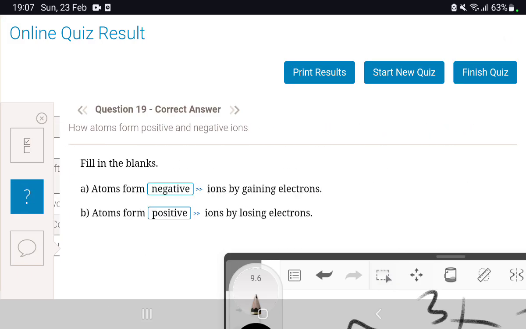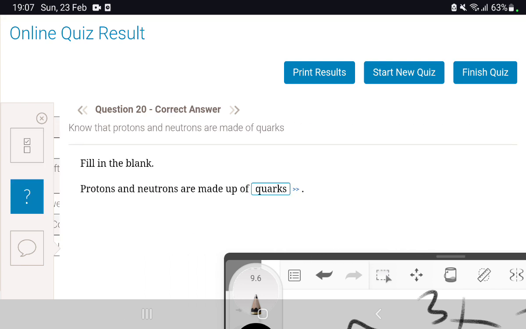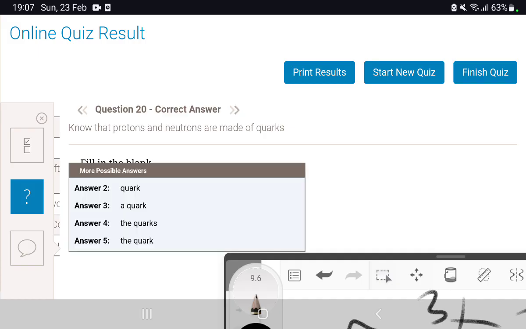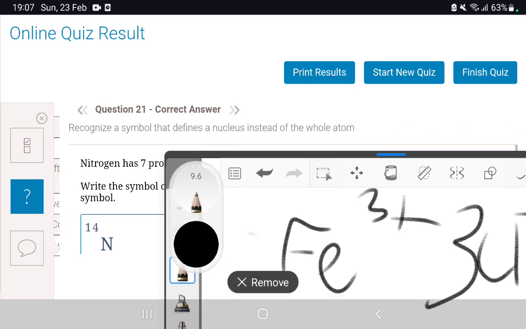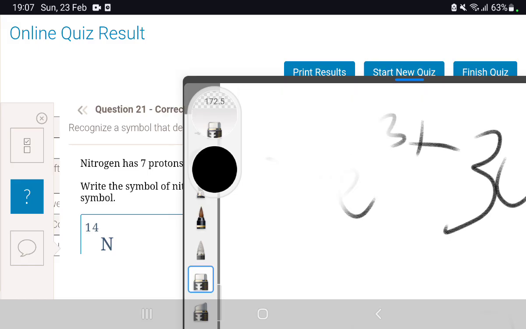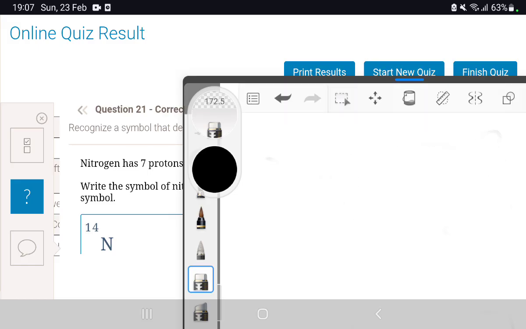Number 19. Atoms form negative ions by gaining electrons, and atoms form positive ions by losing electrons. Look, for this question, just a tip, do not put negatively charged. Just put negative ions, positive ions. Not negatively charged or positively charged. Protons and neutrons are made up of quarks, which is something we're gonna have to memorize. Number 21. Nitrogen has 7 protons and 7 neutrons. Okay, so here they gave us nitrogen.